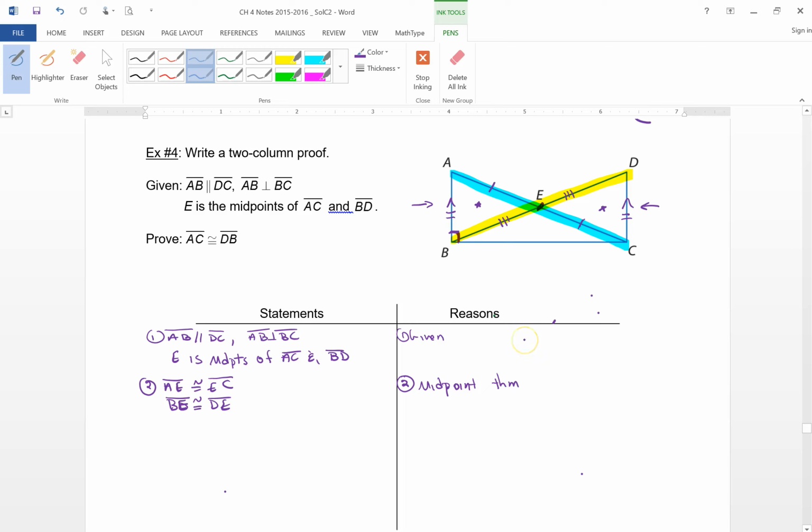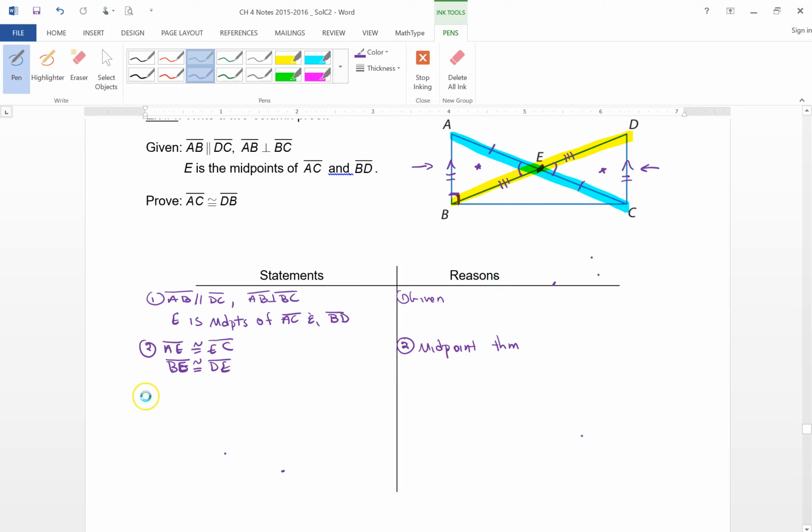Now, next, there is an angle here congruent to an angle here because of vertical angles. So I say angle AEB is congruent to angle DEC. Vertical angles are congruent, or you can say vertical angle theorem. All right, now look at what I have here. I have sides that are congruent, right? So here is a side, here is another side, and an angle in the middle, so this is SAS. Okay? So those two triangles are congruent by SAS.